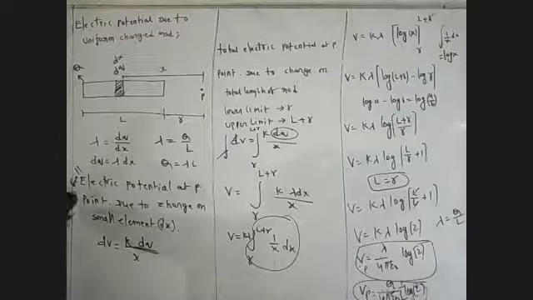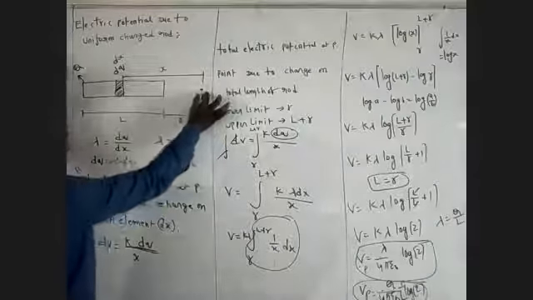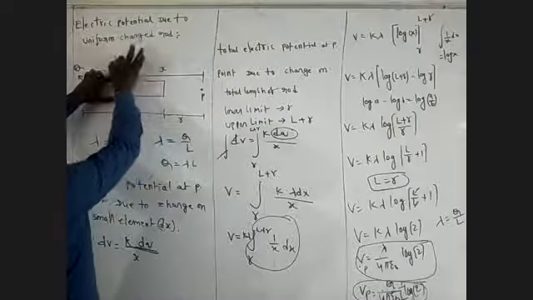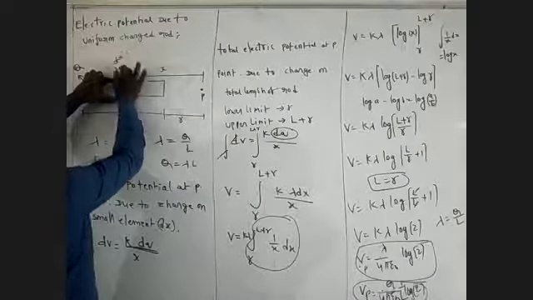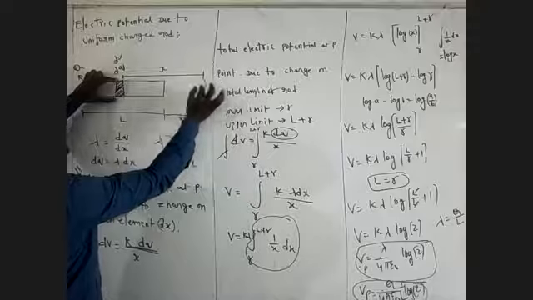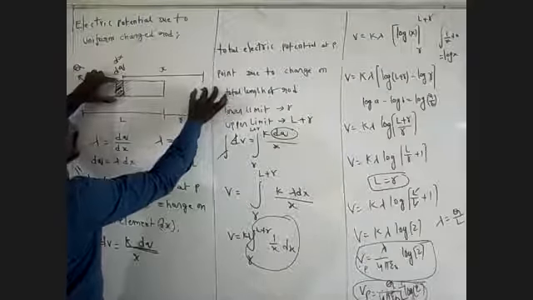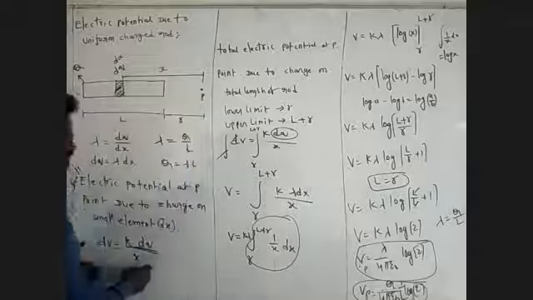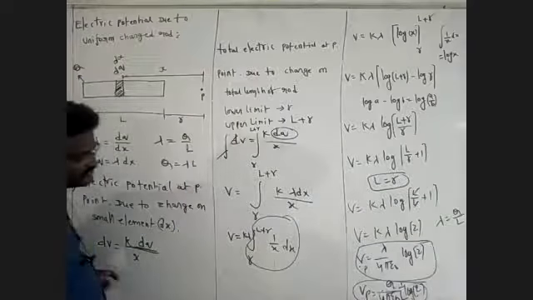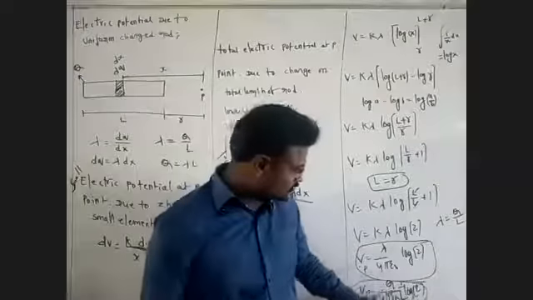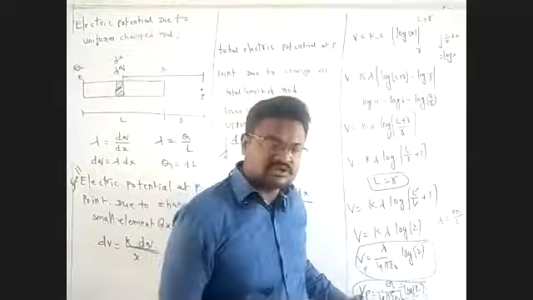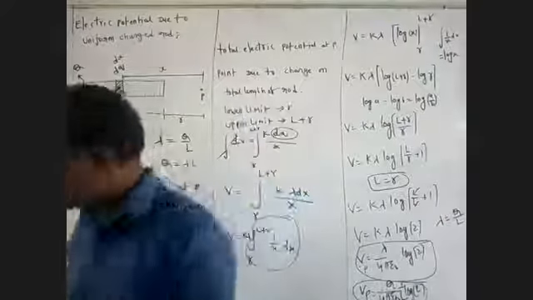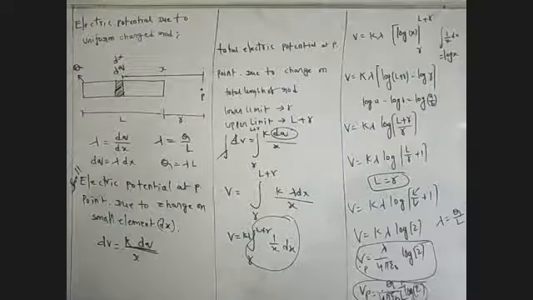So first, at this P point, this is a small element dx having a small charge. At this P point, we have to calculate the small potential due to the small charge. That is the formula. Integration applied to both sides of the equation, we get the total electric potential at the P point due to the capital Q charge.